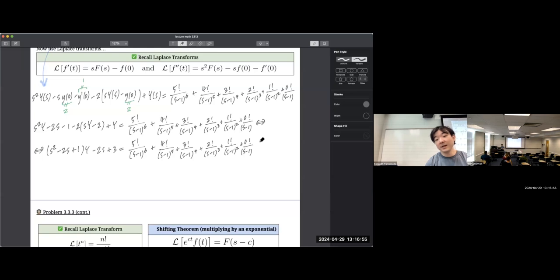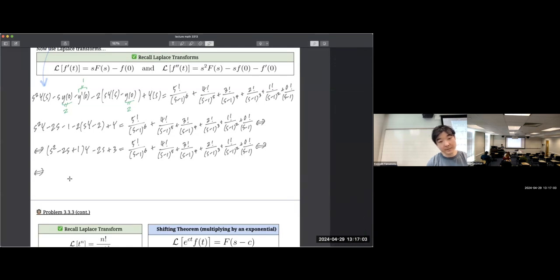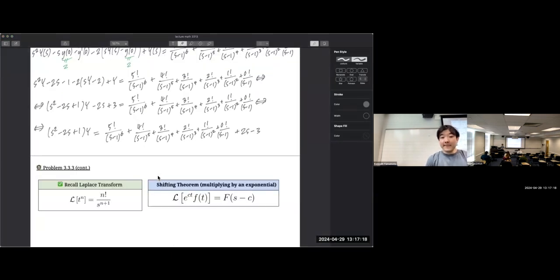But I'm going to move this to the other side because all I want to do is solve for Y. So that means I'm going to just isolate the Y. So this is going to be equal to all of this, but then it will be plus 2S minus 3. And this right here factors to S minus 1 squared.